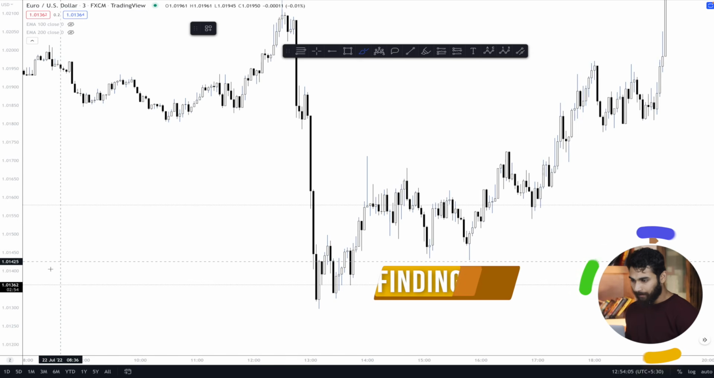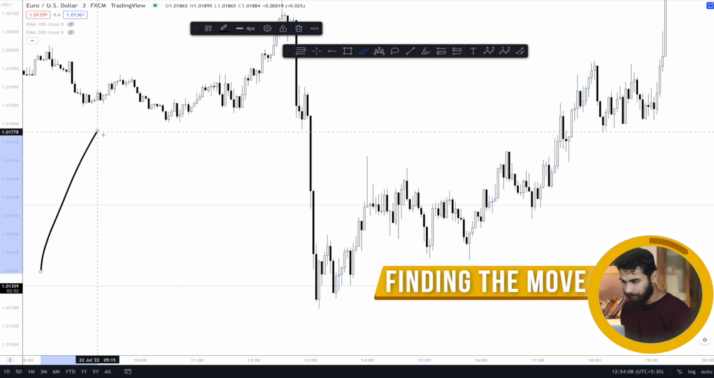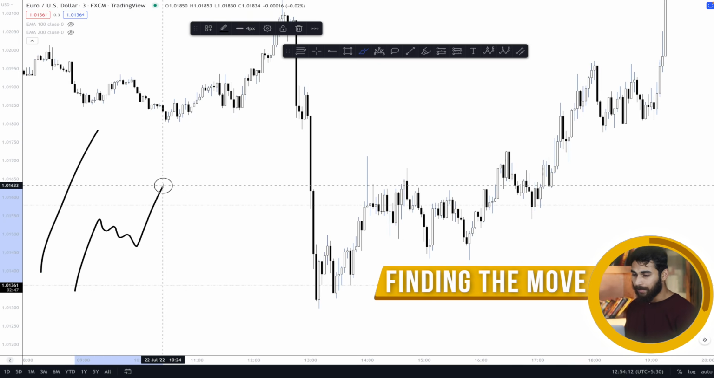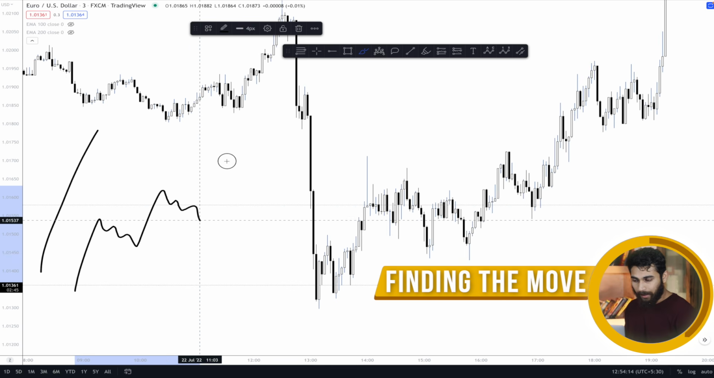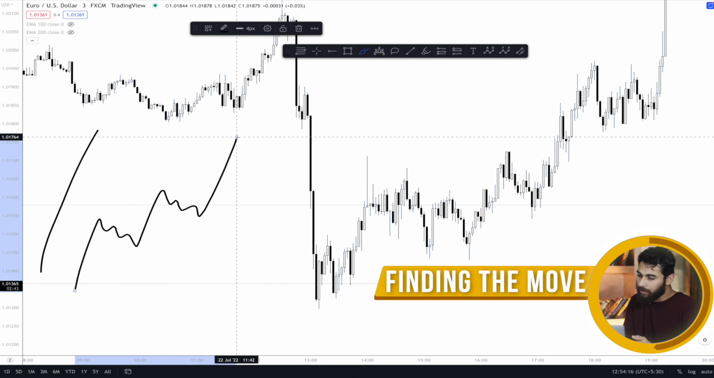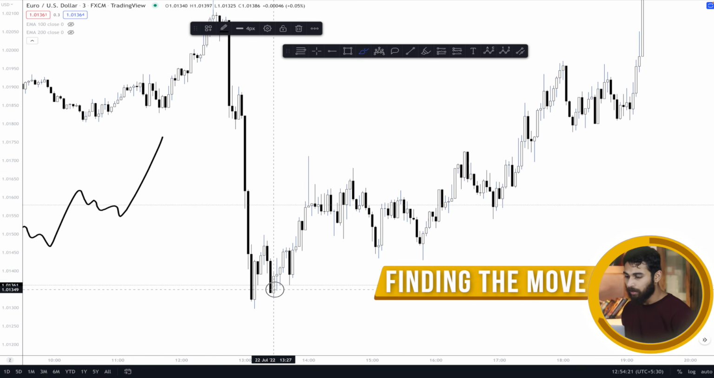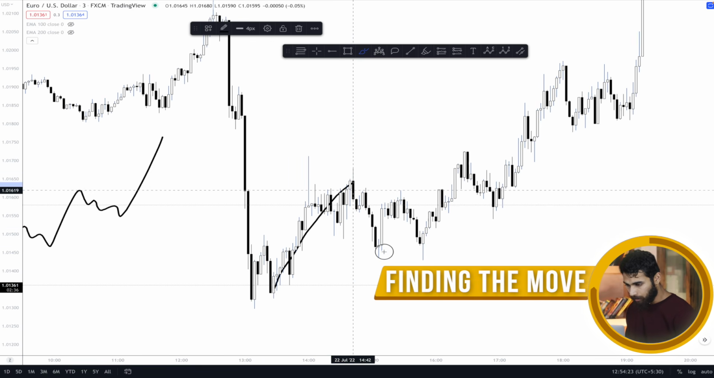The first step is finding the move. And the thing is, when the market moves, it doesn't move in a straight line like this. It moves up like this, then it moves down, then again moves up like this, and it keeps on moving like that. So your job here is to find one such move. Like over here, the price moved up and then it moved down. So this whole is one single move for us.